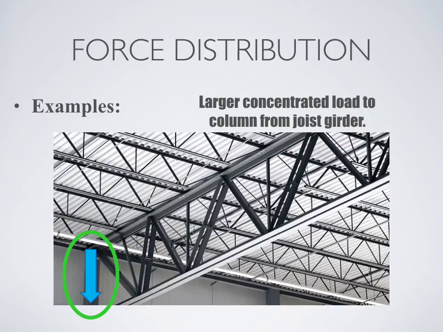The same is true for the columns at the end. Those joist girders tie into a column at each end that is 1 point. So the force is getting ever increasing because we're accumulating all this load. We have a larger concentrated load from the joist girder to the column. So the column is loaded by the joist girder. The joist girder puts a force, a concentrated point load, on the column.